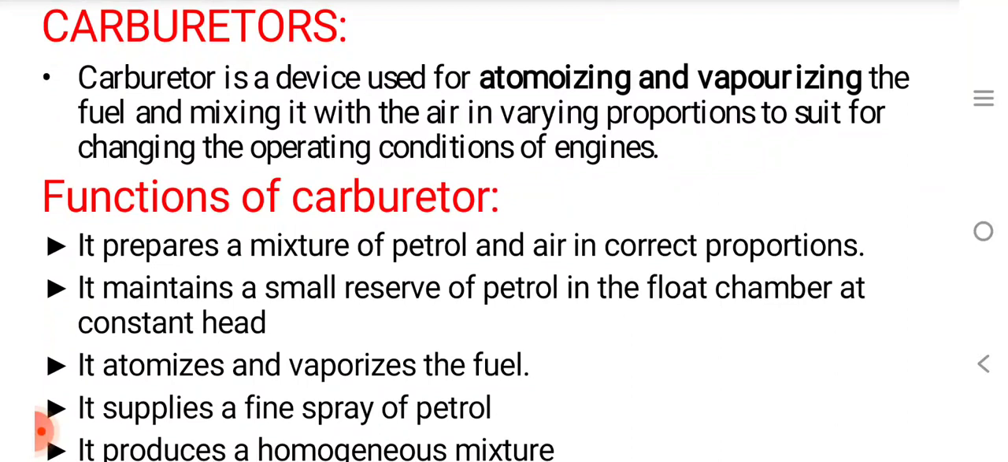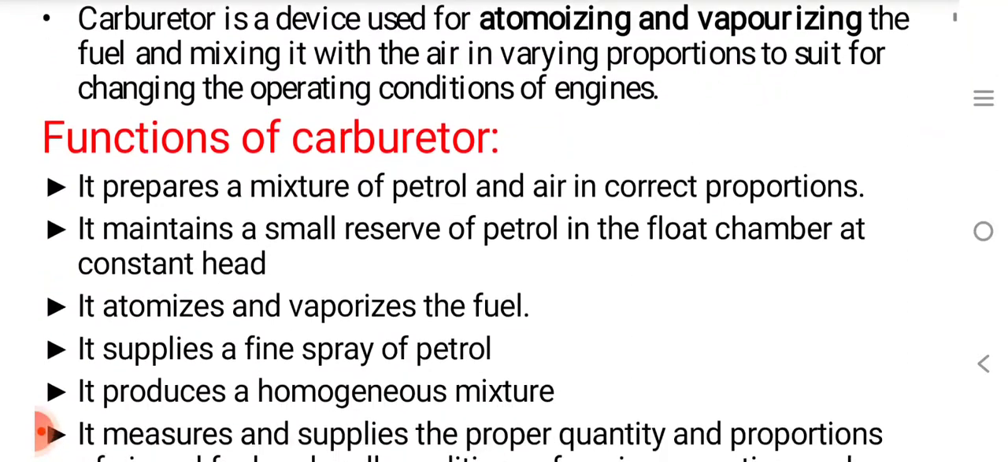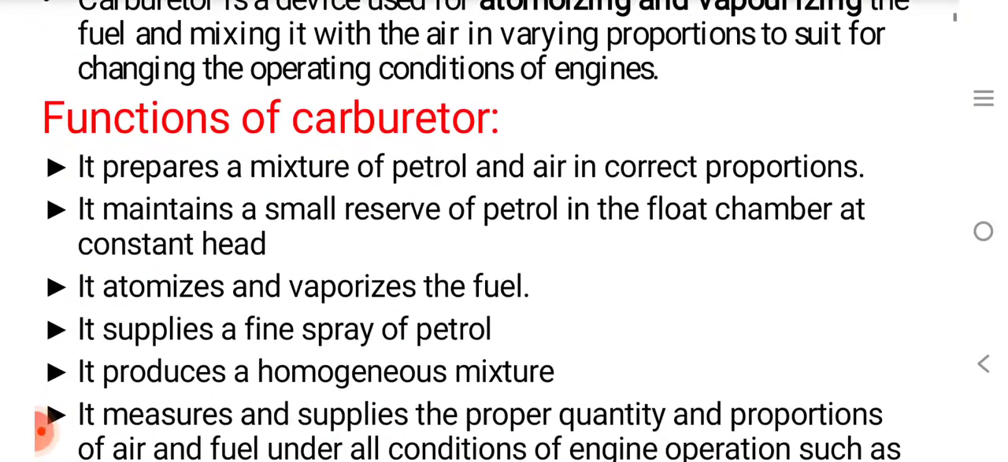A carburetor is a device used for atomizing and vaporizing the fuel and mixing it with the air in varying proportions to suit the changing operating conditions of engines. The following are the functions of the carburetor: it prepares a mixture of petrol and air in correct proportions.